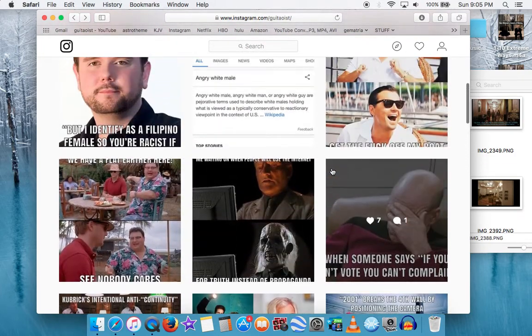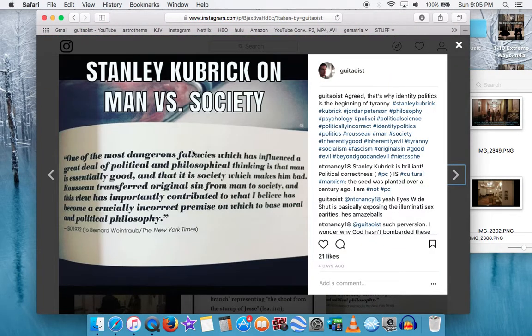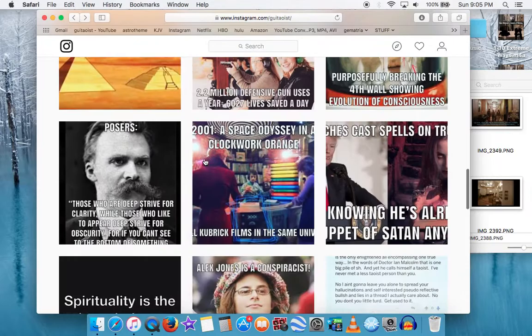And lastly, with Kubrick: one of the most dangerous fallacies, which has influenced a great deal of political and philosophical thinking, is that man is essentially good and that it is society which makes him bad. Rousseau transferred original sin from man to society, and this view has importantly contributed to what I believe has been a crucially incorrect premise on which to base moral and political philosophy. Don't blame society because you're a shithead. Okay, you are responsible for your own self, and that's what A Clockwork Orange is essentially about.